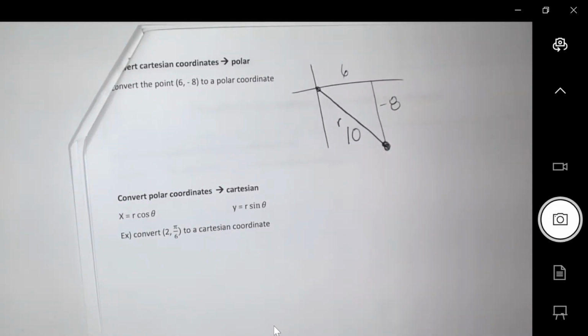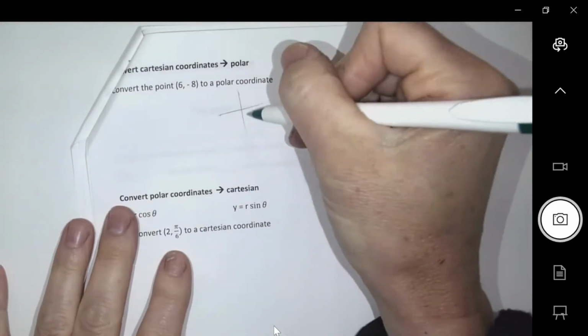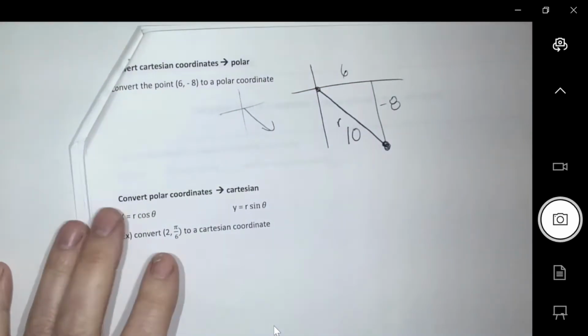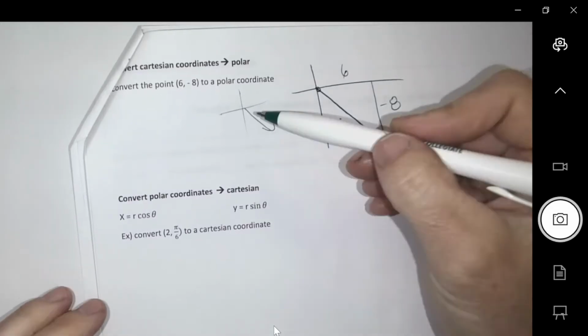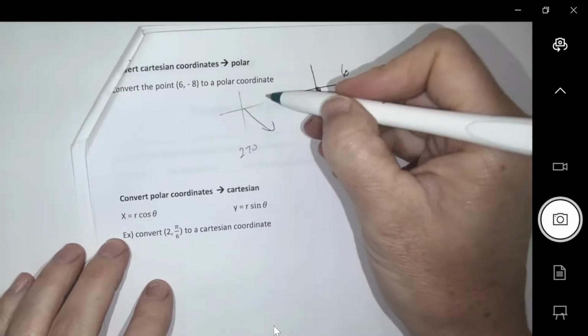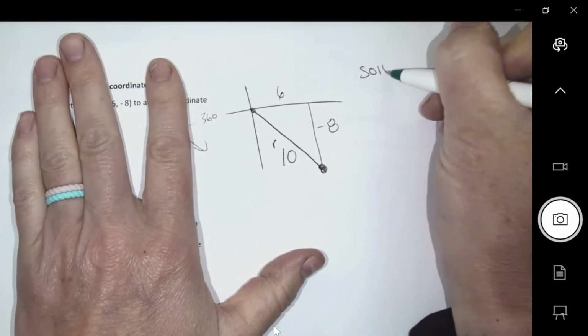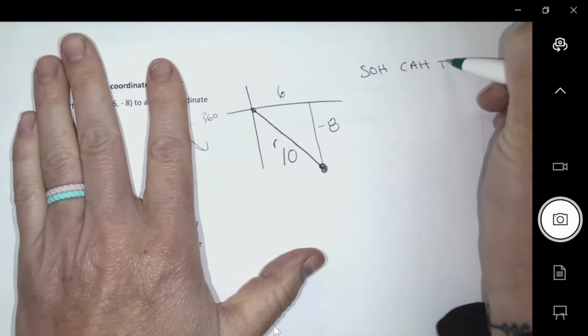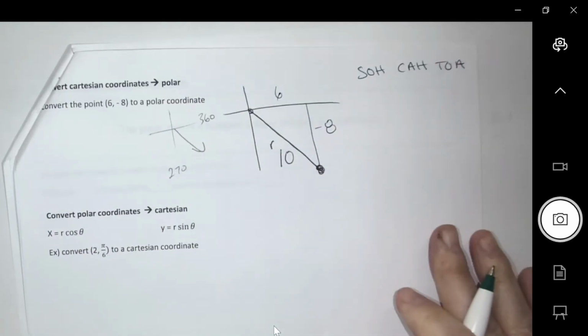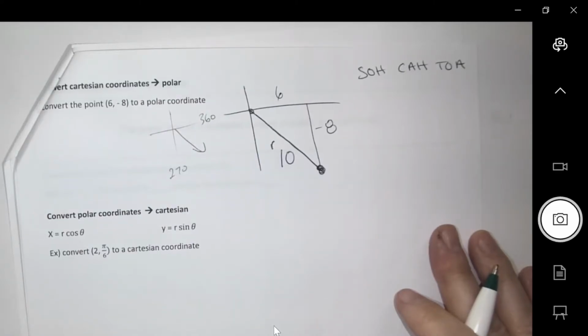Okay, now I want to know the angle. So when I'm heading out there, what is this angle? Obviously, do you understand it's between 270 and 360? Right, I would know that. Okay, so what I'm going to do is, do you remember SOHCAHTOA? Do you remember that stuff? Or, if you like, I have the other mnemonic stuff. Remember that stuff? It's on your sheet.